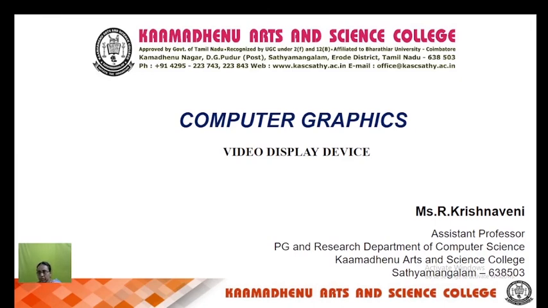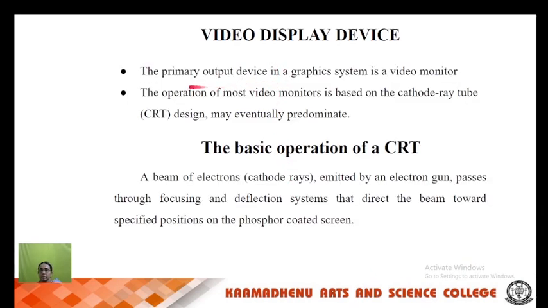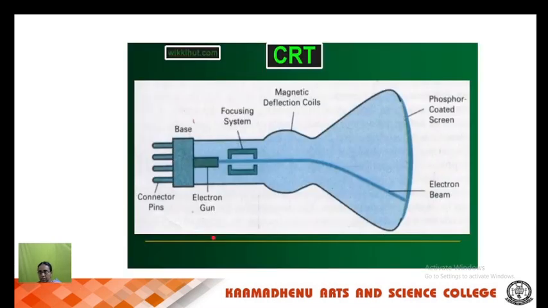Today we are going to discuss video display devices. The primary output device in a graphic system is a video monitor. The operation of most video monitors is based on the CRT, that is, the cathode ray tube. The basic operation of a CRT: the beam of electrons emitted by the electron gun passes through focusing and deflection systems that direct the beam towards specified positions on the phosphor coated screen.